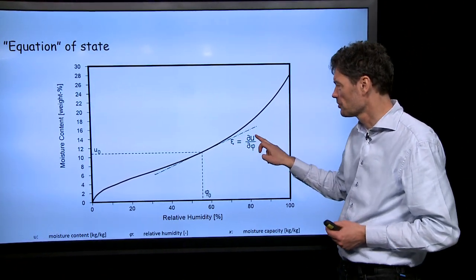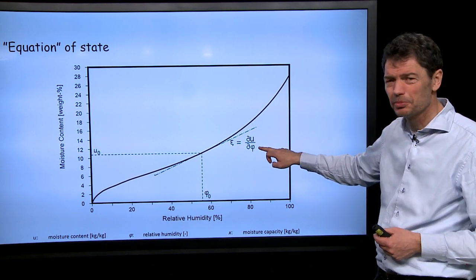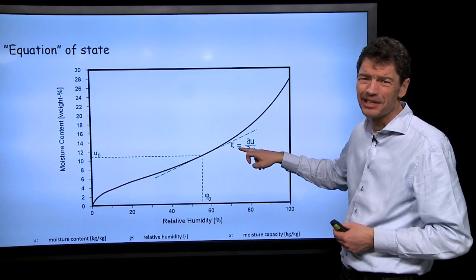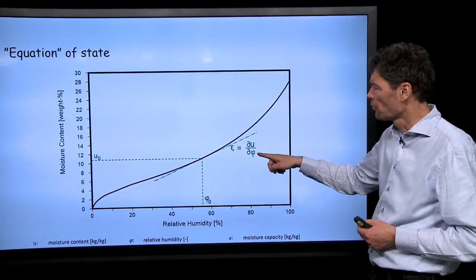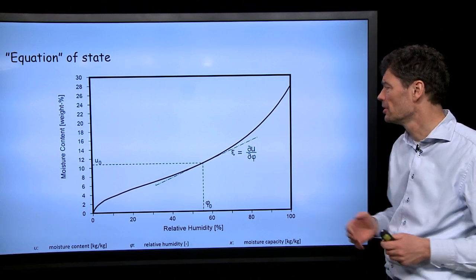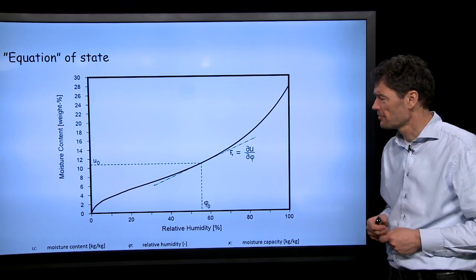And for that change, those two between them, we have the so-called moisture capacity, the Greek letter Xi. For relative humidity, we use the Greek letter phi to express it as a variable there.